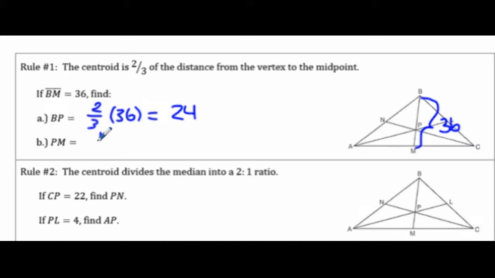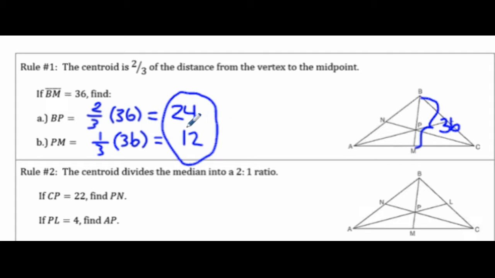Then PM is that shorter distance. PM would be 1/3 of the entire median, which again was 36, and you get 12. The other rule that comes about with a centroid is that it divides the median into a 2-to-1 ratio, which you can actually see just by looking at the results in this first rule. See how 24 to 12 breaks down to a 2-to-1 ratio?